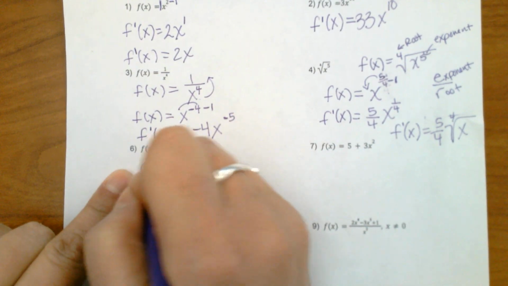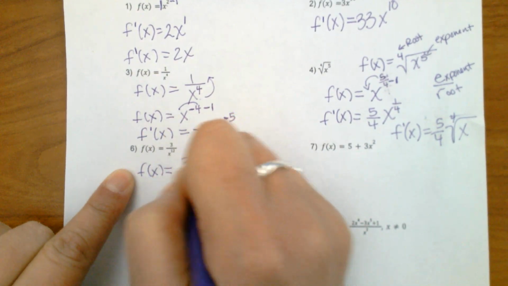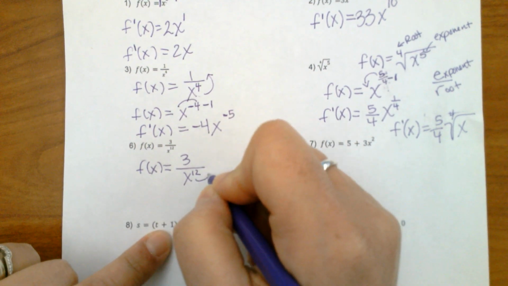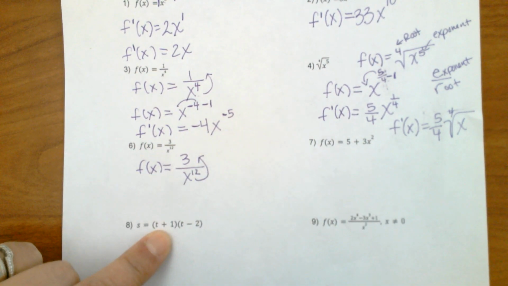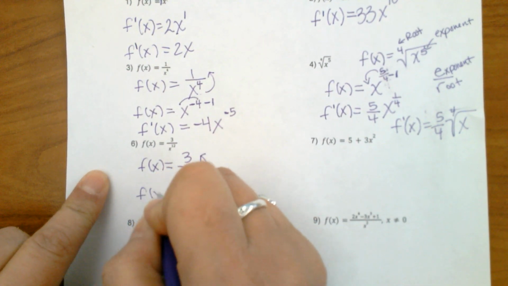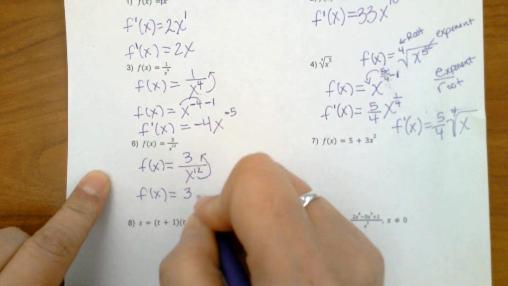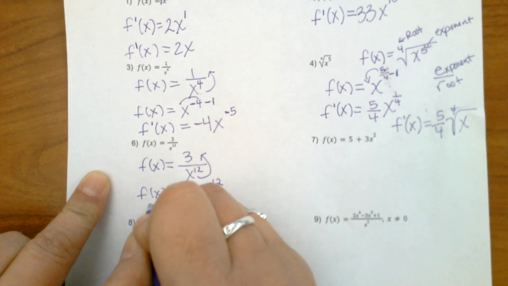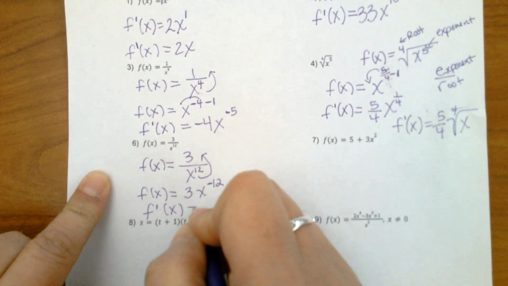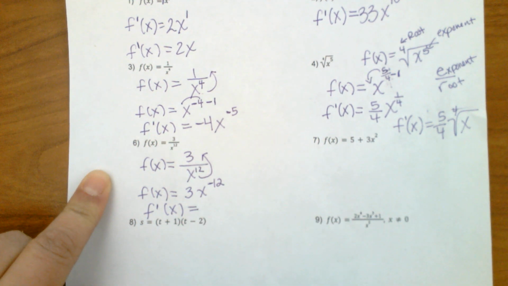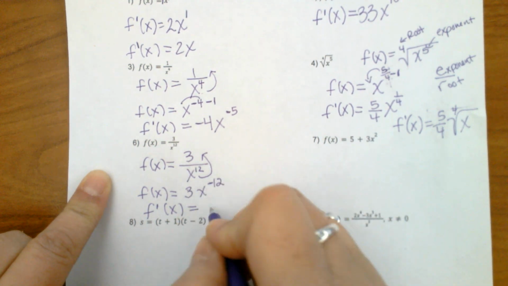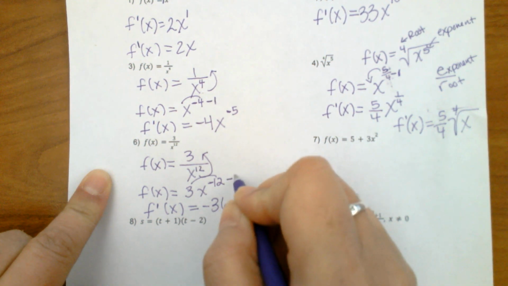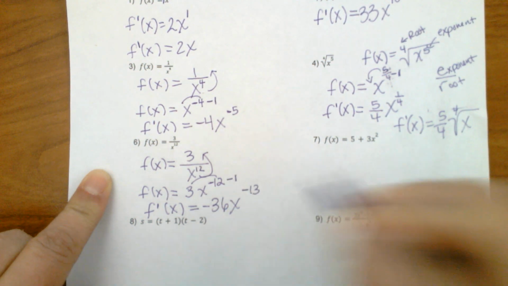Okay, number 6. Let me rewrite it for you. F of x equals 3 over x to the 12. Again, we have to get this into the numerator. So in order to do that, we're going to rewrite it as 3x to the negative 12. Now we can take the derivative. F prime of x equals negative 12 times 3, negative 36x, and then we have to subtract 1, so that's minus 13.